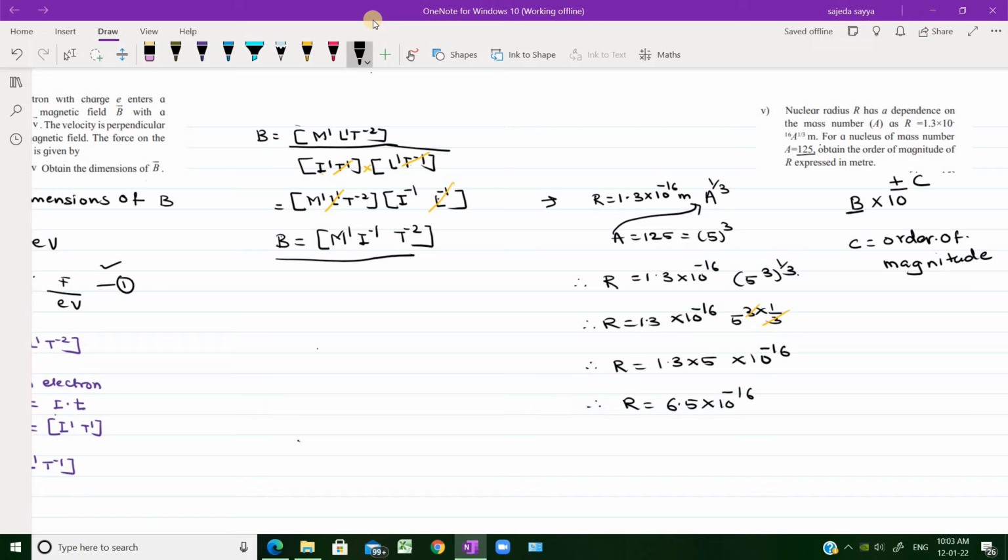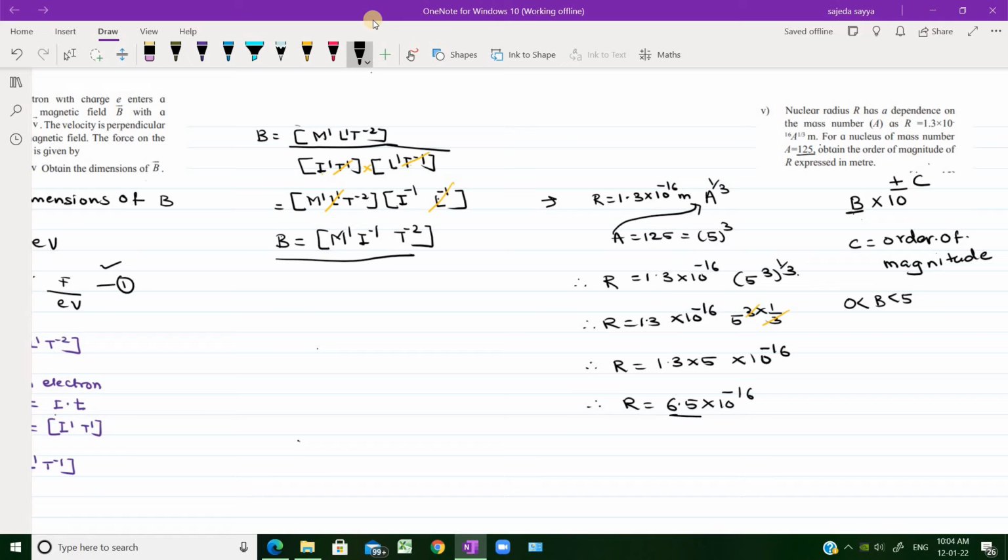Therefore, what is the value of b? What should b be? Then the power of 10 can be expressed as an order of magnitude. b must be greater than or equal to 1 and less than 5. If the number is expressed like that, then the power of 10, either plus or minus, can be written as an order of magnitude.